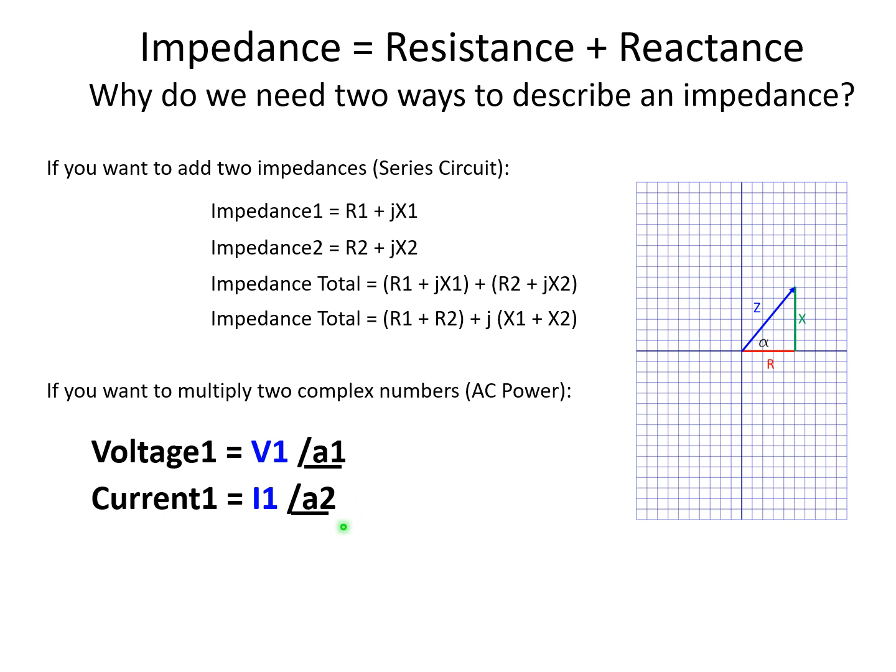So let's say we have a voltage that is this magnitude at this angle, and we have a current that is at this magnitude and this angle, and we want to compute the AC power from these two values. All we have to do is multiply the voltage times the current, V1 times I1, and then to get the angle between the two, we just add the angles. So we take A1 and add it to A2, and that'll give us the power as a magnitude and an angle.